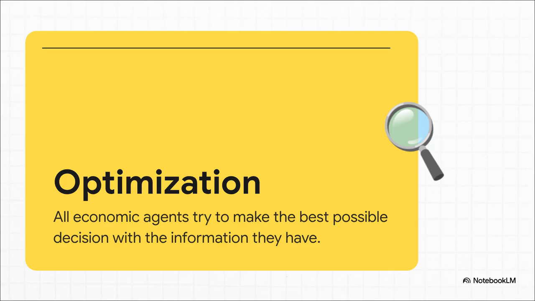First up is optimization. Honestly, this just means that everyone, you, the coffee shop owner, even the government, is trying to do the best they can with what they've got. We all face limits, right? We have a budget, we have limited time, and because of that, we have to make choices, or what economists call trade-offs. So, optimization is really just about making the best possible decision you can, given those limitations and the info you have at hand.